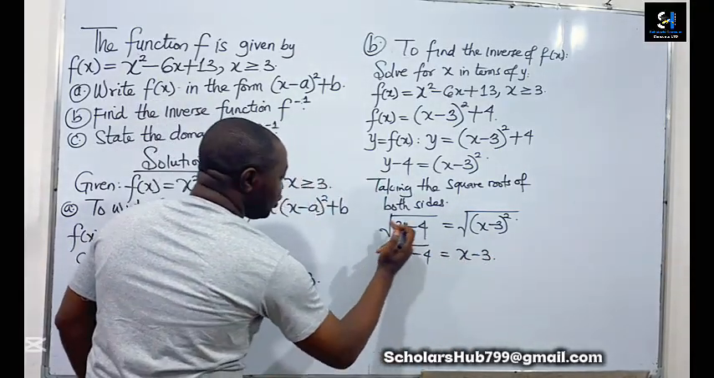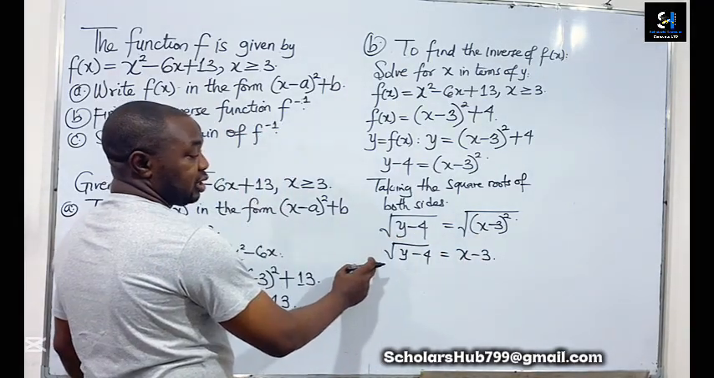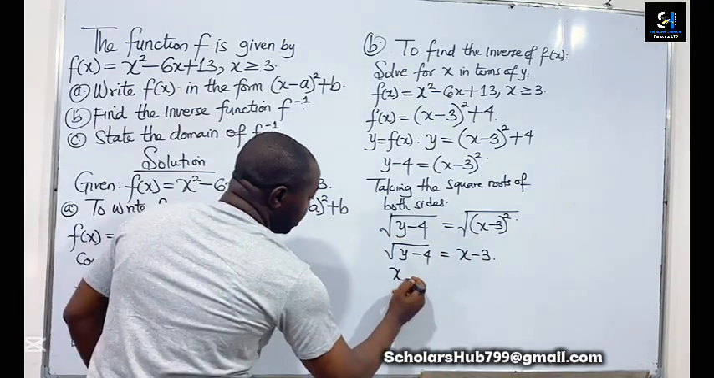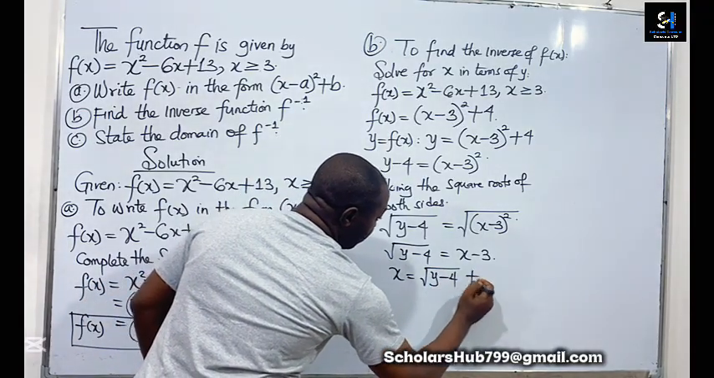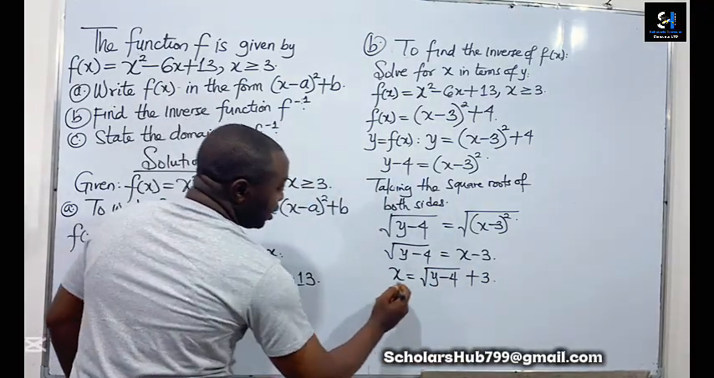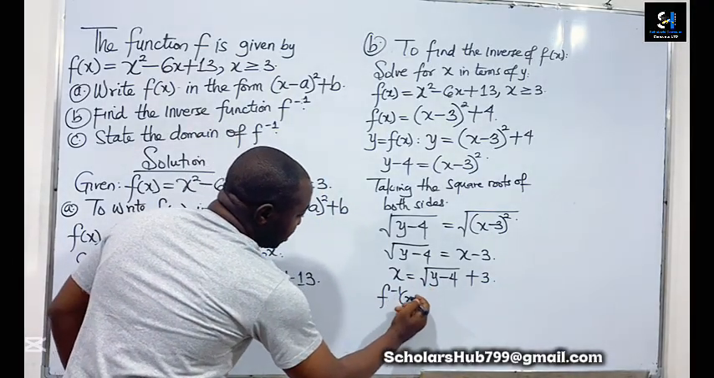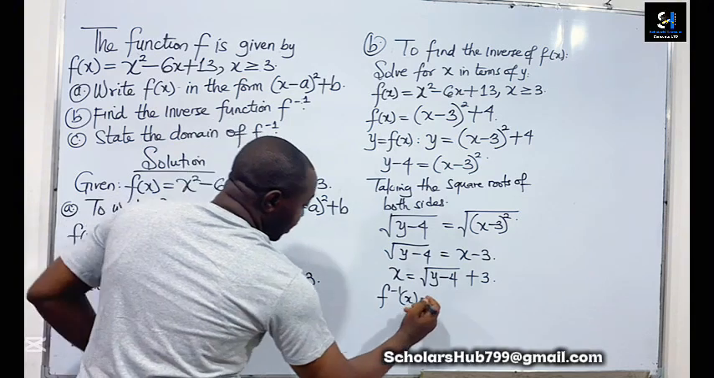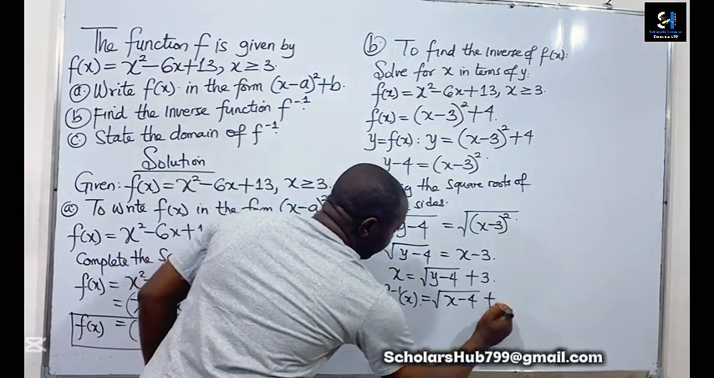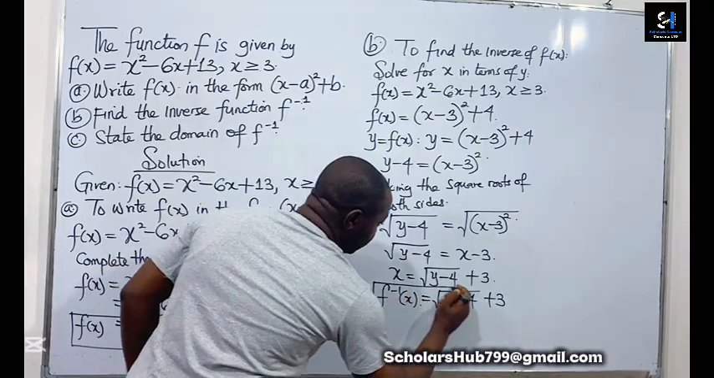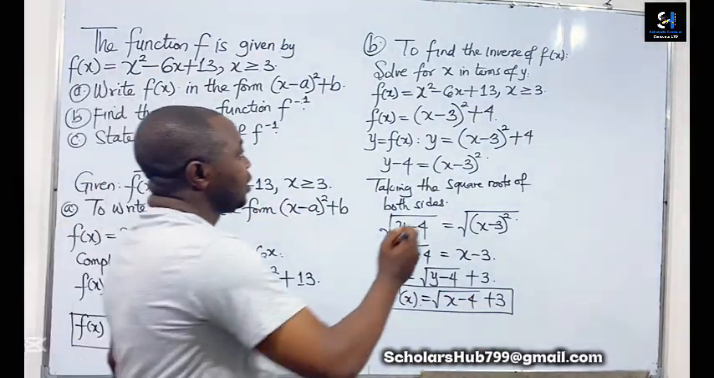Now, I'm going to carry this 3 over to the left-hand side. When it crosses over, it becomes positive, so that x equals the square root of y minus 4 plus 3. Now, I'm going to change the y to x so that I can write the inverse of function f of x as equal to the square root of x minus 4, then plus 3. So this is the inverse of function f of x.